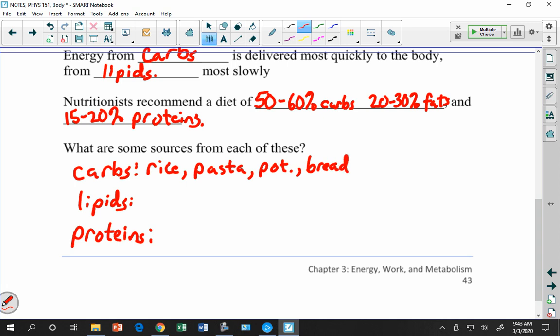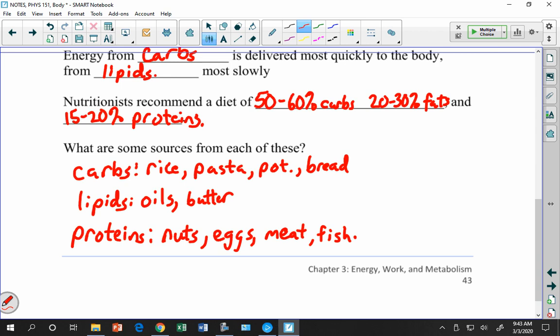What about lipids or fats? Oils, animal products, oils, butter, and proteins. Nuts. Yeah, I like nuts. You like to eat nuts? They're really good for you. Nuts, eggs. I like eggs too. Meat, fish, etc., etc. Okay. Know some of the different sources of carbs, lipids, and proteins.